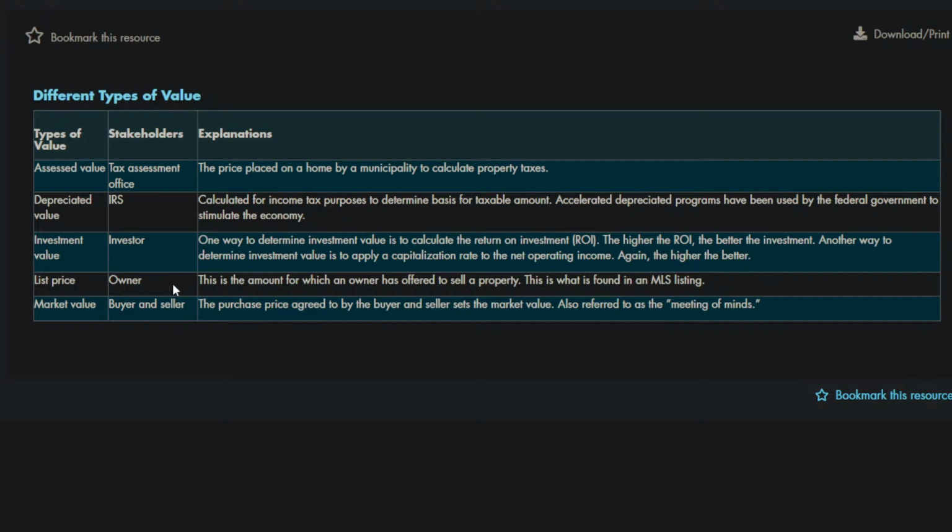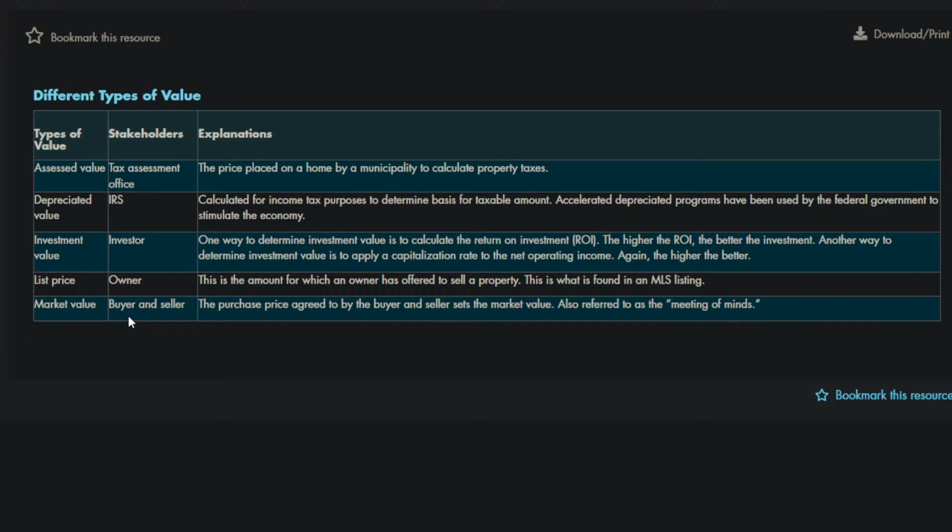List price, owner, right? This is the amount for which an owner has offered to sell a property. This is what is found in an MLS listing. This is important because an owner could definitely have a different perceived value of their property than anybody who might want to buy it, right? I may say, oh, I put love and care into my home, so my home is worth $500,000, but a comparable home in the neighborhood is only going to sell for 250. There's my perceived value and there's somebody else's perceived value, aka subjective value.